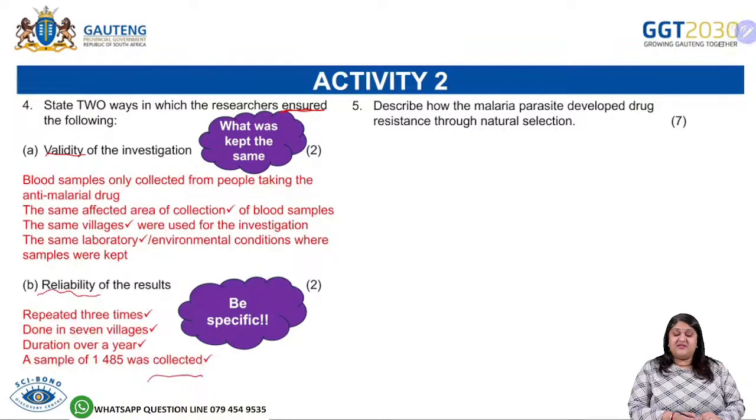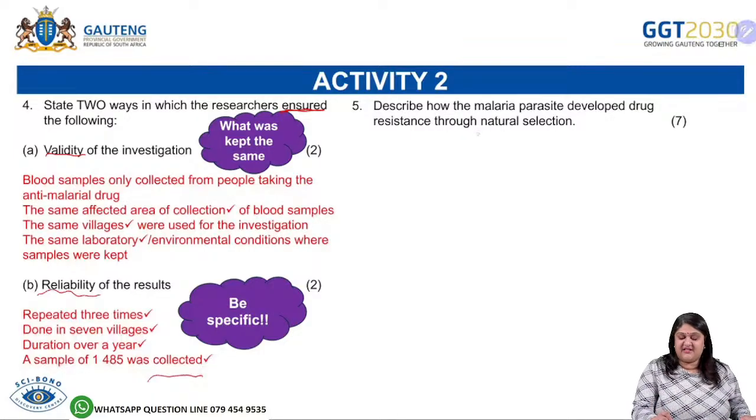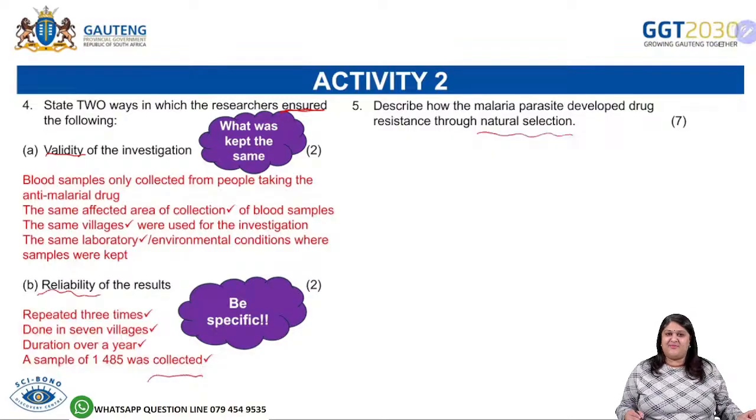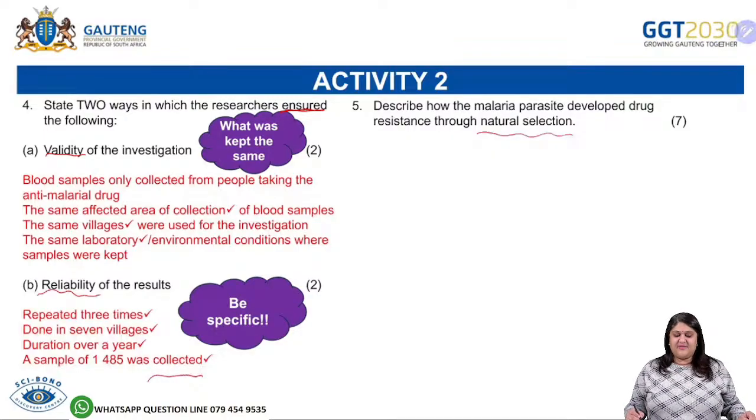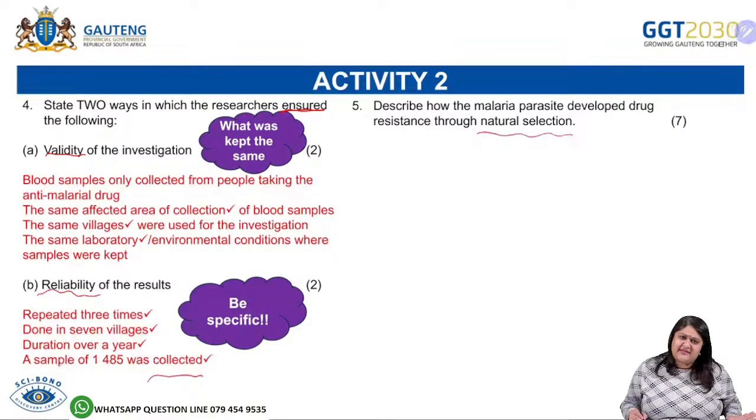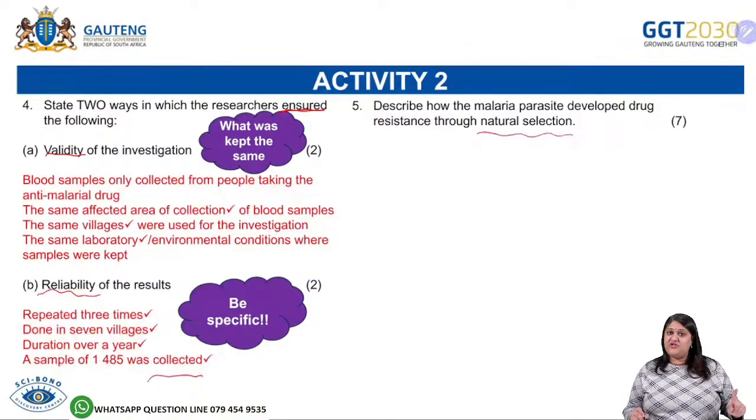Number 5. Describe how the malaria parasite developed drug resistance through natural selection. Yay! Once again, now you must know. When you have natural selection there, you must know, this is evolution in present times. I'm going to remember what Mrs. Maharaj said that day, right? So now remember they're talking about the malaria parasite. So you cannot now talk about TB. Okay, grade 12? You can't talk about HIV and coronavirus. You cannot make your own thing. They are telling you it's about the malaria parasite. So you need to talk about that.